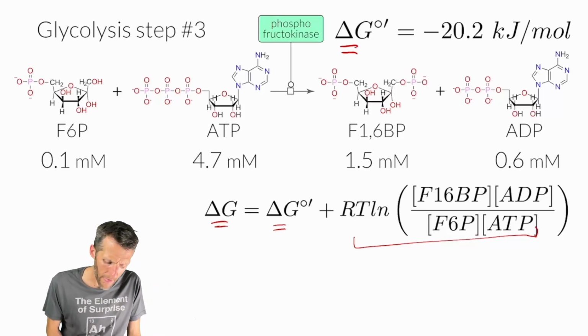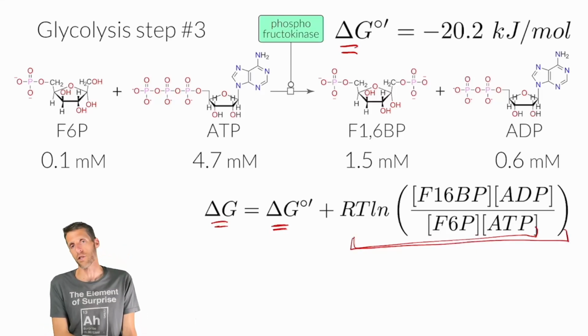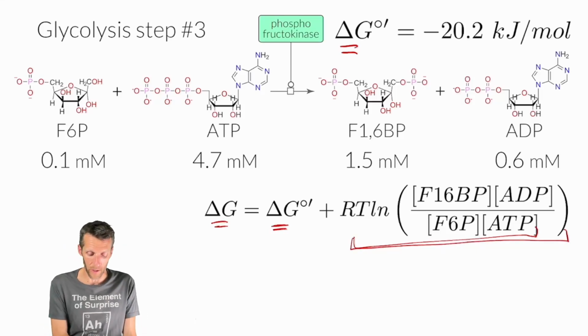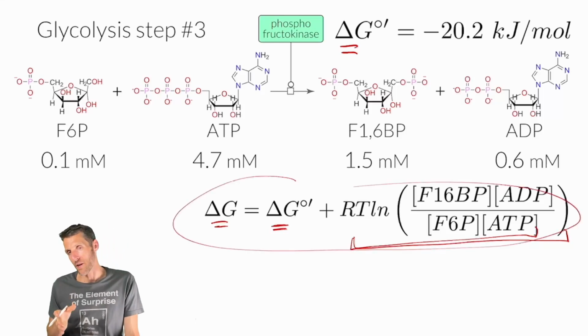Sorry, no, that's what the delta G naught prime is. That's our equilibrium set point. This is our current concentration of the system. Wow, I just said that totally weirdly. Hopefully you've seen this equation before. If not, you should go watch my video where I talk about it in a coherent way.